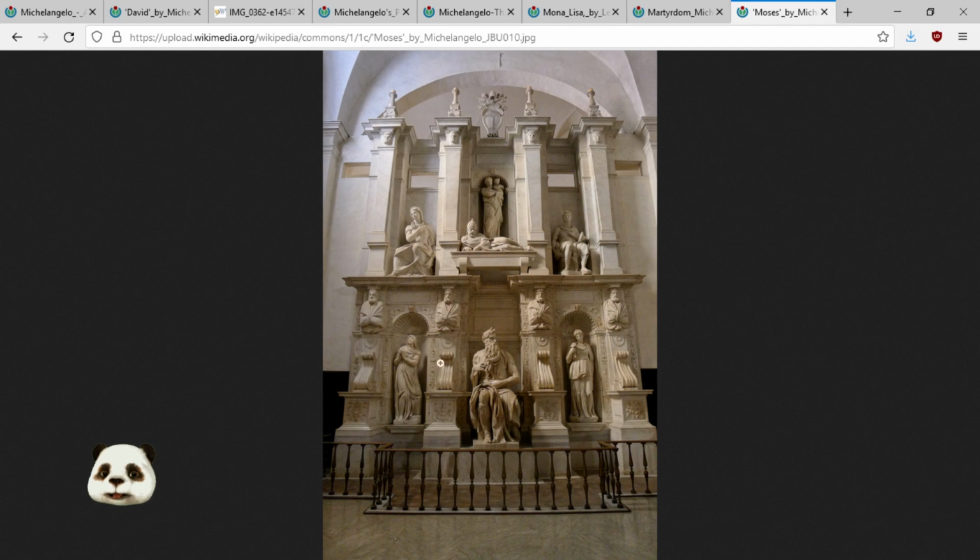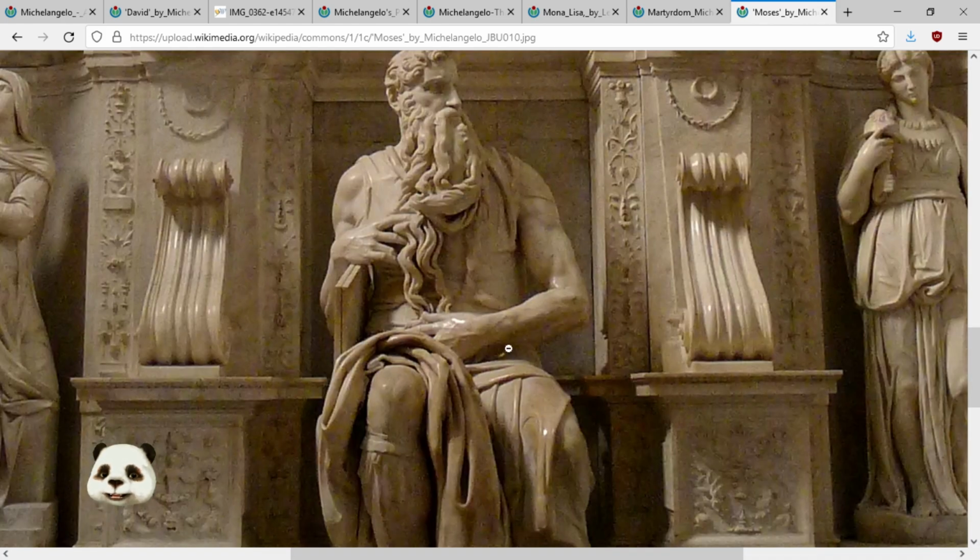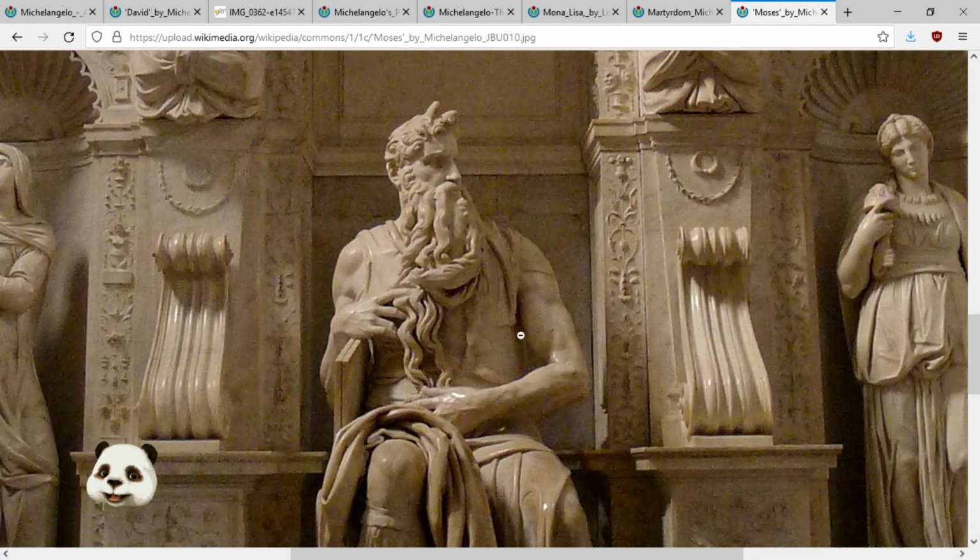But the most prominent one is this one, which is Moses. And if we look, this one is one of the best sculptures that Michelangelo made. And if we look really closely here, we can observe that he has horns. And this is because the Bible of that time that he had available had an error in it. It was a Latin error.